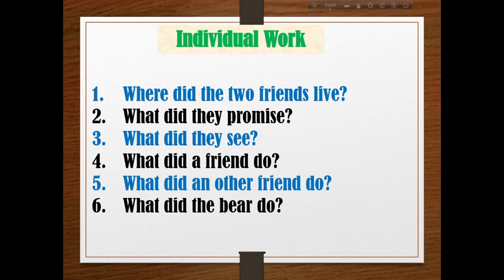Now to the individual work. Number one, where did the two friends live? Number two, what did they promise? Number three, what did they see? Number four, what did a friend do? Number five, what did the other friend do? Number six, what did the bear do? Dear learners, if you practice the questions, you will get an idea to write the story.